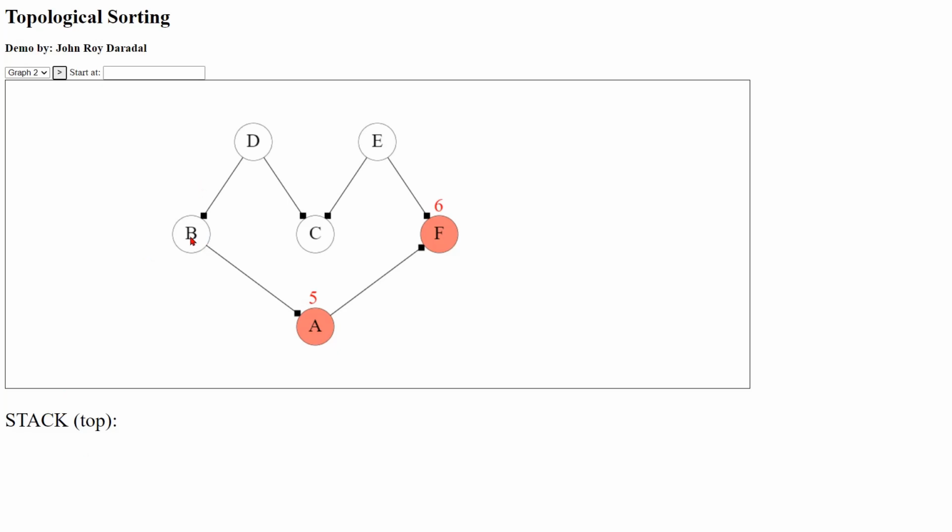And then, since there are no more nodes in the stack, we will just go through it in an alphabetical manner. So we'll go with B, and from B, it's also a dead end because A has already been explored, so we'll label this with 4. And then next is C. From C, it's also a dead end, so it's 3. From D, it's also a dead end. E is also a dead end. So that is your ordering: E, D, C, B, A, F.